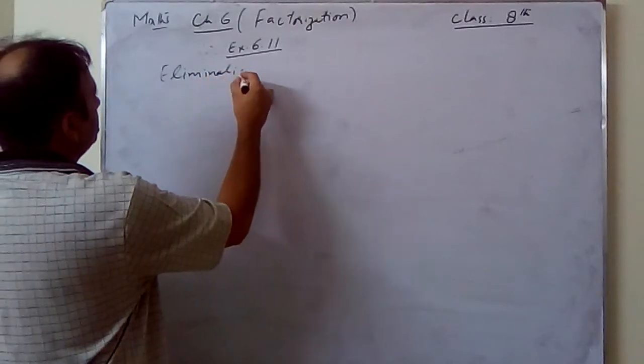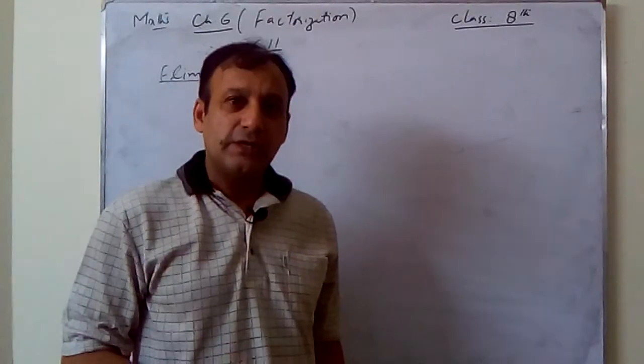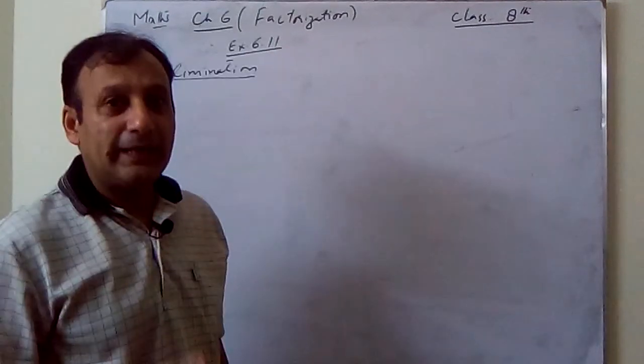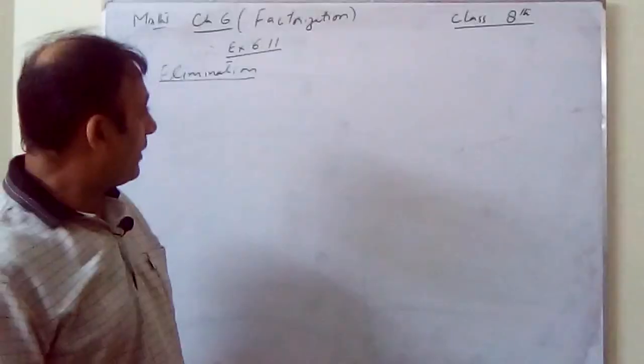Now in this lecture we will study exercise 6.11, that is elimination. Elimination is the process through which we eliminate, we remove any variable from the equation.